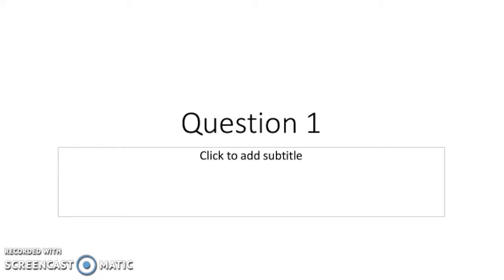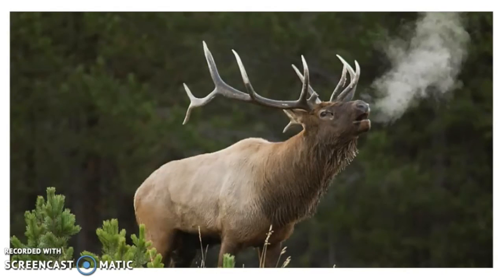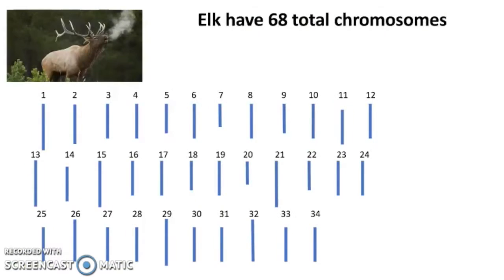Okay, here's a quick rundown for the practice problems from week 8. So let's start with question 1. Question 1 went over the chromosomes in elk. So it says that elk have a total of 68 chromosomes.